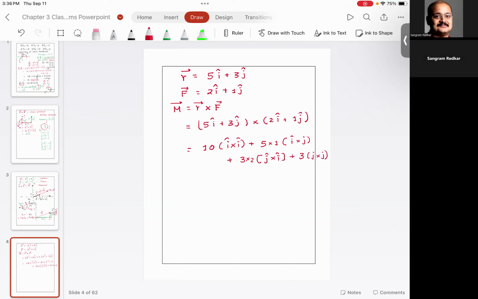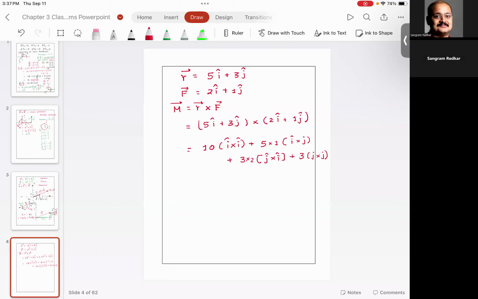Are you with me so far? What I've done is, your radius is 5i plus 3j, your force is 2i plus 1j. I plugged in those numbers and just expanded that parenthesis. Everyone understood this?